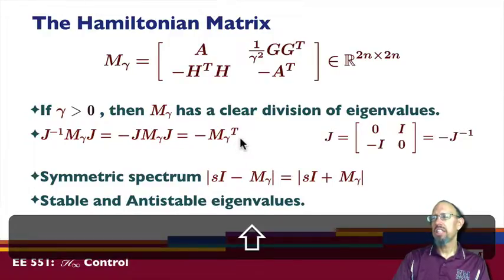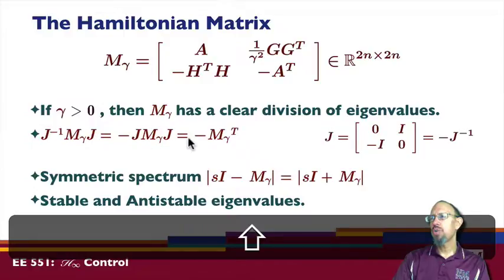So now what is this telling us? Incidentally, the matrix J here is this matrix, 0 I, minus I 0, and you can show that this matrix is equal to its own negative inverse. So if I look at the eigenvalues of M gamma, those are the same as the eigenvalues of this quantity, which are the same as the eigenvalues of this quantity. Notice that the eigenvalues of M gamma are equal to the eigenvalues of that same matrix transpose.